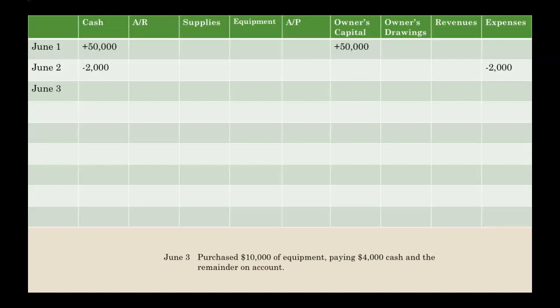Now on June 3rd, we purchased $10,000 of equipment, paying $4,000 cash, and the remainder on account. So we have three different accounts that are being affected here. First, we are buying equipment, so equipment is affected. Then we are paying $4,000 down right here on June 3rd, so cash is affected. And then the remainder on account. So this is what we owe in the future, so that's accounts payable that's also affected. If we break down our three pieces here, $10,000 for equipment, so we show that we increased our equipment by $10,000. Paid $4,000 in cash, so we show that our cash decreased by $4,000. And then we owe the remainder on account, so our accounts payable increased by $6,000.